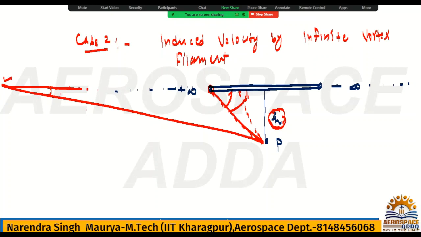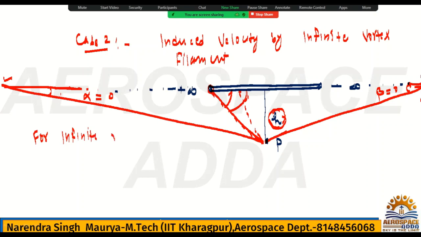So similarly, if you go for the infinite, you can imagine this alpha will be 0, and at the same time, if you are going to infinite, suppose from here, then again, because this distance is fixed, this angle beta will also be 0. Hope you understood this. That's the meaning of infinite. All right. So for infinite vertex, your alpha is equal to 0 and beta is equal to 0.